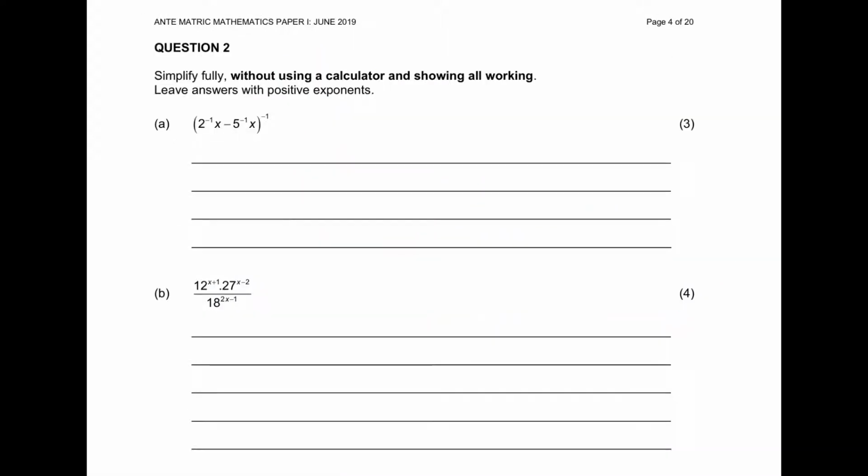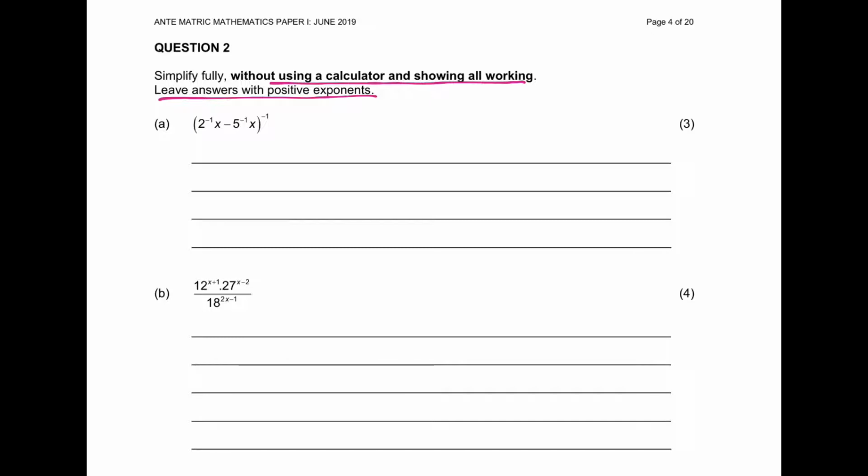Question 2. It's always important to read the instructions. Too often you go straight to the question and miss out important information. What's important here is: without using a calculator and showing all working. This is because often these questions can be done on a calculator, and we need to see that you know how to do it. Secondly, leave answers with positive exponents, meaning that if your final answer has a negative exponent, you could be penalized.